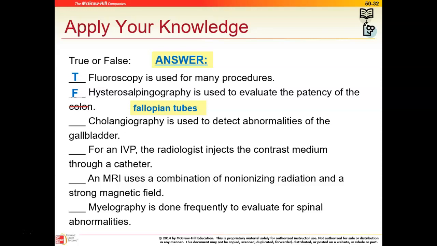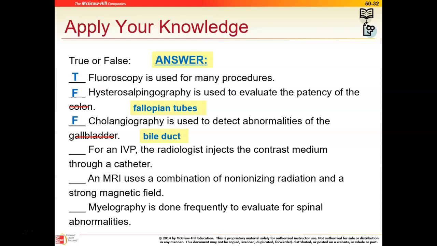Cholangiography is used to detect abnormalities of the gallbladder. That's false. Okay, remember that is more specific for the bile duct, but you could use the gallbladder or the cholecystogram. One of those two would be more specific to the gallbladder.